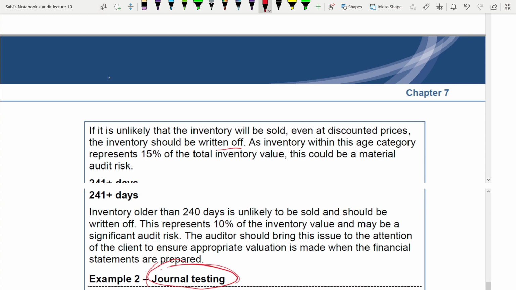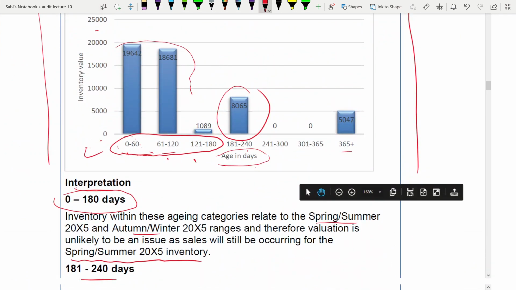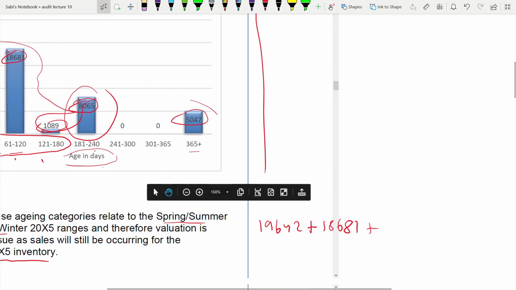So as inventory within this age category represents 15% of the total inventory value, this could be a material audit risk. This is what you have to do in your answer. You have to find out how they got 15%. You have to do working here. How are you going to do this? Add up all this value. For example, the values add up: 19642 plus 18681. These values you have to add up to find the proportion of this over the total.